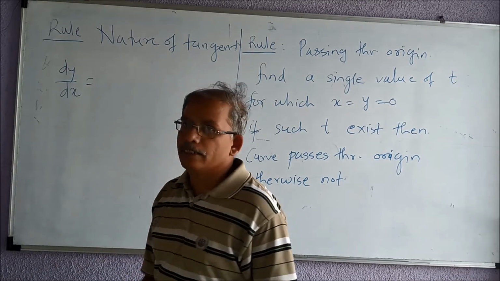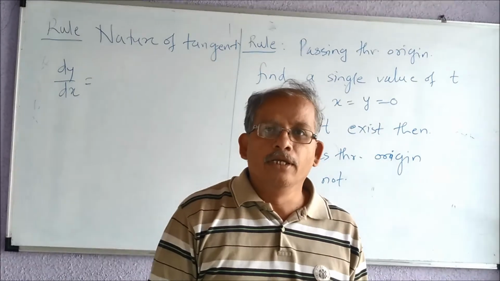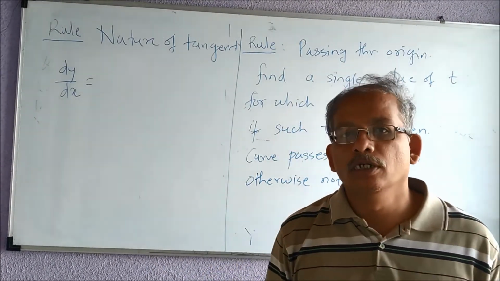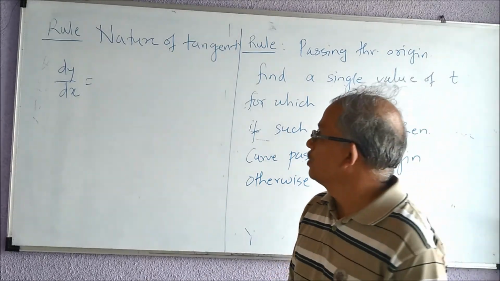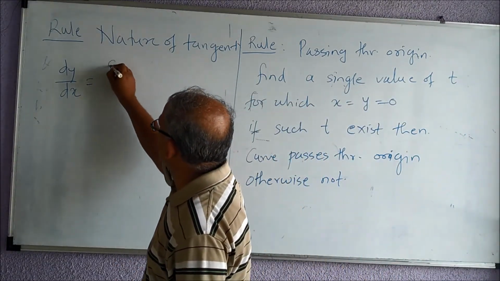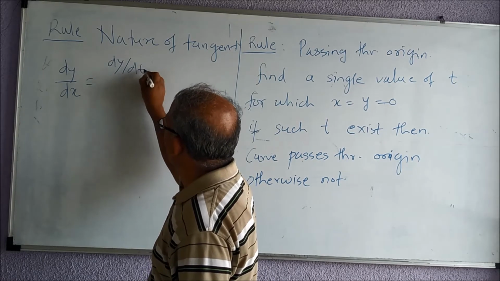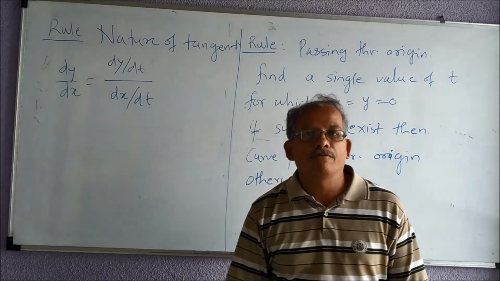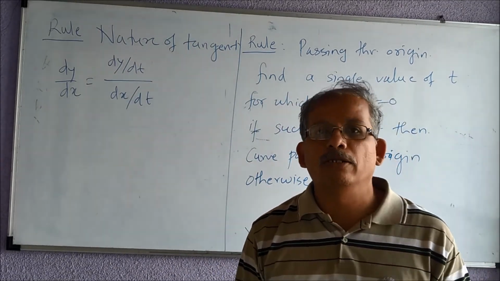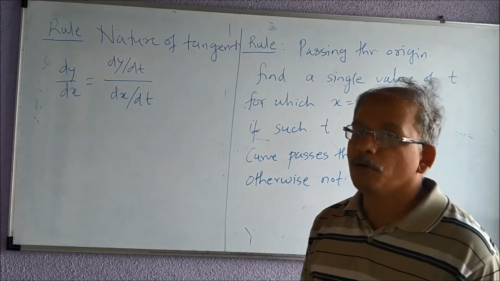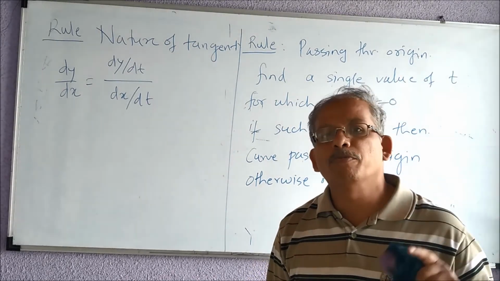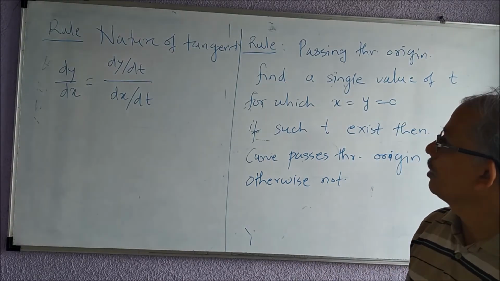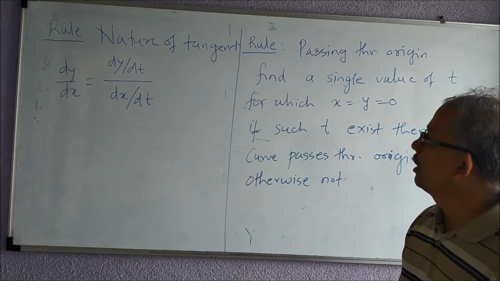Now how do you get dy by dx? Here there are two functions of t, right? And we have learned in 12th how to take the derivative of the parametric form equation. So we will use that. We'll write this as dy by dt divided by dx by dt. And we can find out dy by dx for different values of t. That gives me the slope of the tangent to the curve at different points. And with this slope, we can decide the nature of the curve.